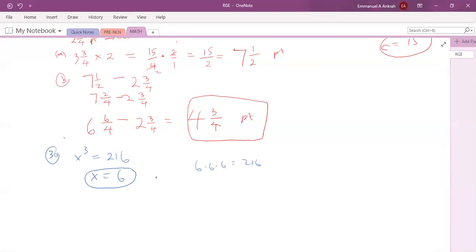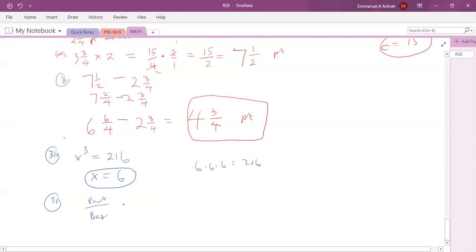Number 31. C. Okay. So here, if you're stuck, you can use the percent proportion that I showed you. Say, what percent of 180 is 225? If you think of part and whole, part over the base is equal to the percent over 100. That can help you answer this question if you're stuck.